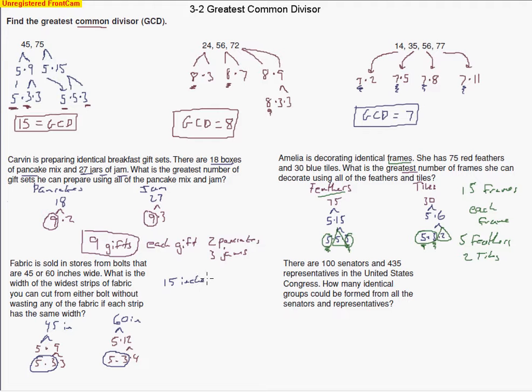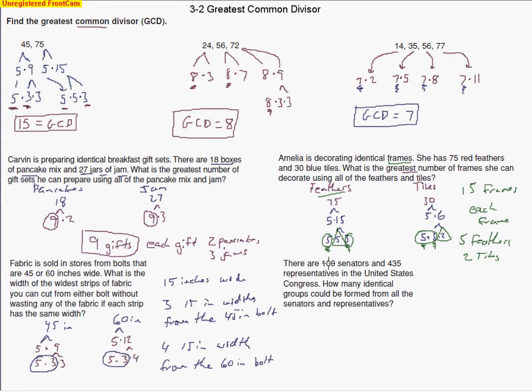And now, what would that represent of each? Well, each of them could be cut at 15 inches, and we would get 3 15-inch widths from the 45-inch bolt, and we would end up with 4 15-inch widths from the 60-inch bolt. So that's what we'd get from those. Well, let's take a look at our last problem here.